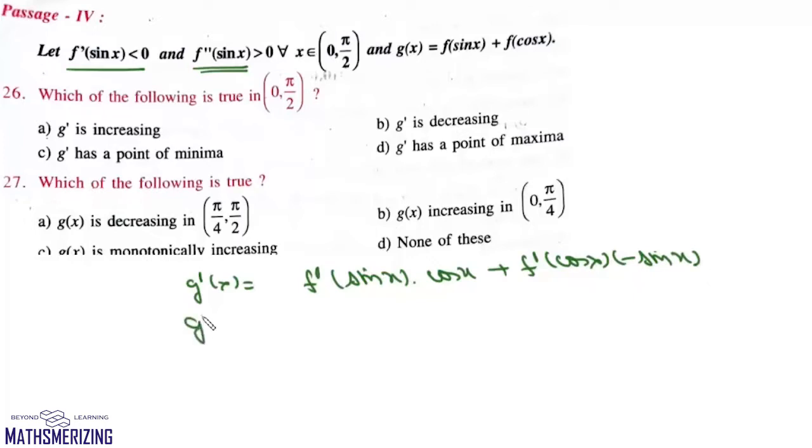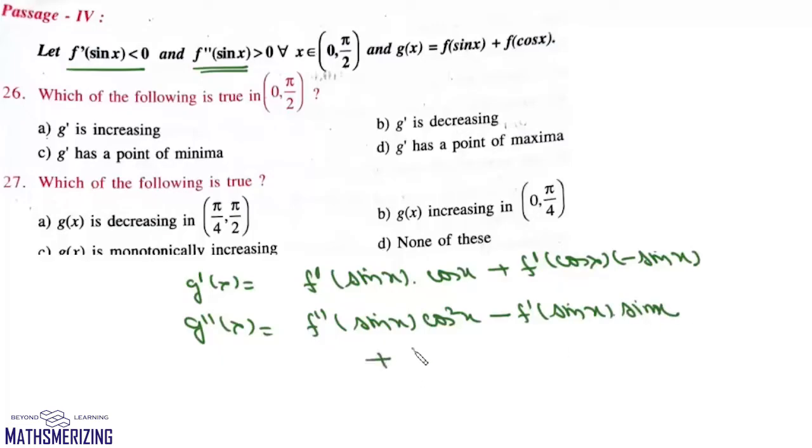So we have to differentiate this function once again. So we'll find g''(x). It will be f''(sin x) and it will be cos square x, and then minus f'(sin x) into sin x, plus f''(cos x) into sin square x, and then minus f'(cos x) into cos x.